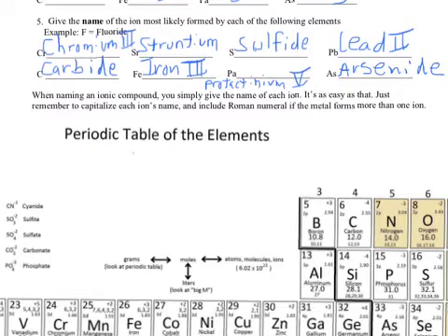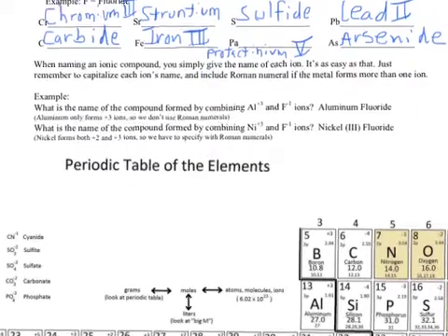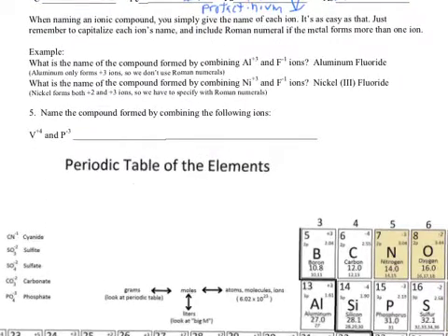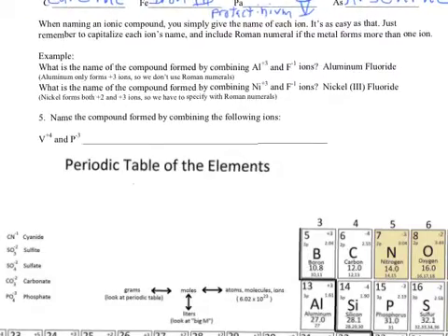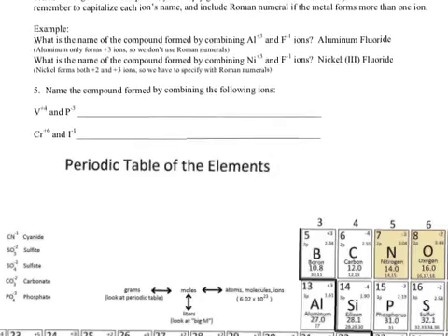Awesome. Let's keep going. Can we keep going? I'm going to try to move this up. Oh, I can. Look at that. Okay. When naming an ionic compound, simply give the name of each ion. It's as easy as that. Just remember to capitalize each ion's name and include a Roman numeral. Okay, here we go.